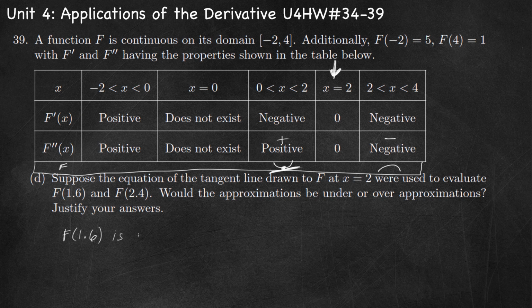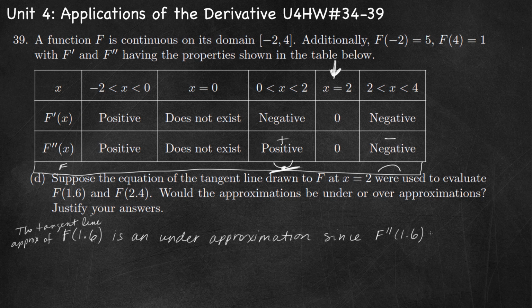The tangent line approximation to f of 1.6 is an under approximation, since f double prime at 1.6 is greater than 0. It's positive, meaning concave up, meaning tangent line is an under approximation.